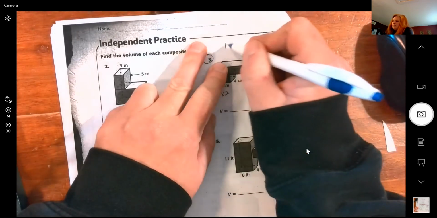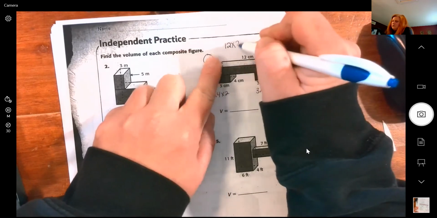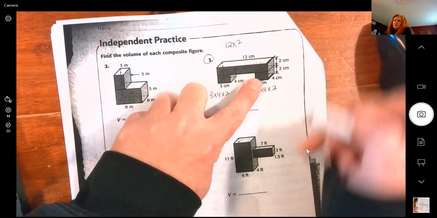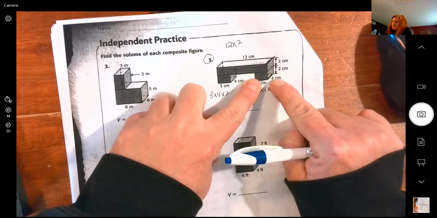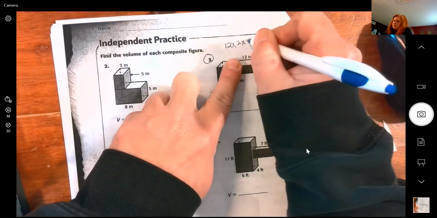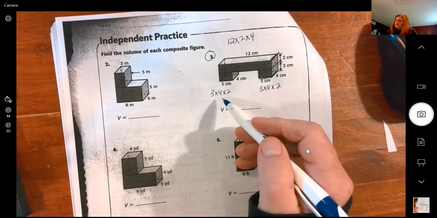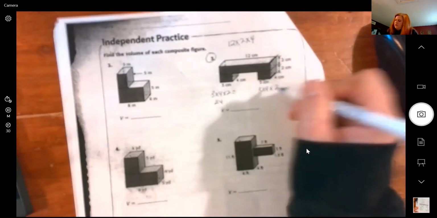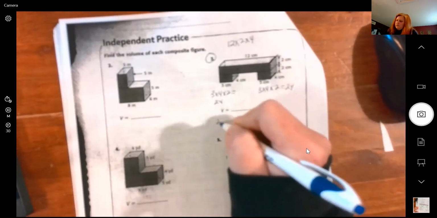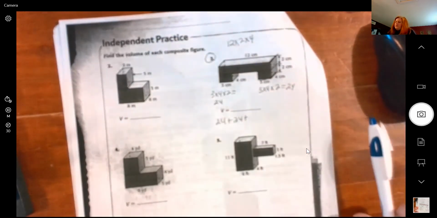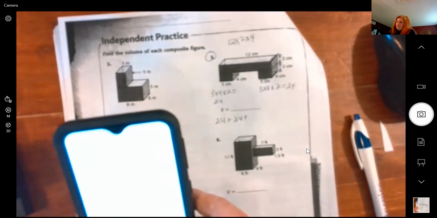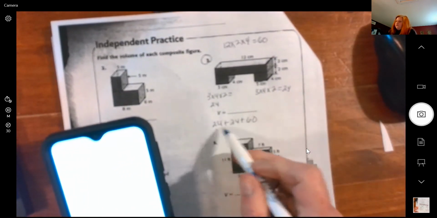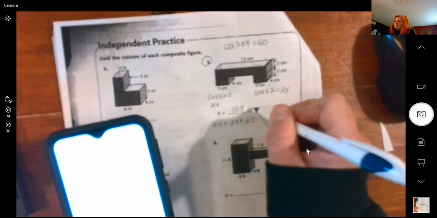Now we need our top one. We know this is 12. We know this is 2. Now I need this right here. Well, this space is a parallelogram. So if this is 4, this is 4. All right, 3 times 4 is 12, times 2 is 24. So this one's 24. 12 times 2 is 48. Times 4 is 60. 60 plus 48 is 108 centimeters cubed.